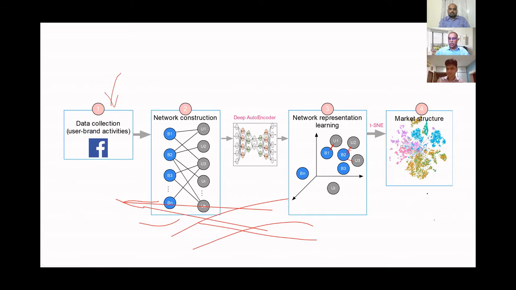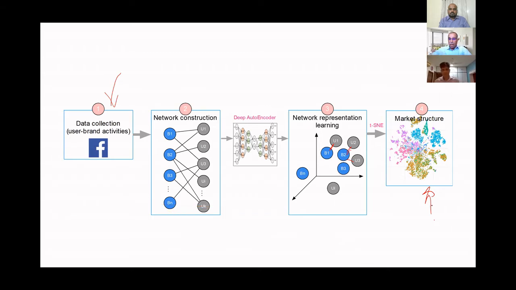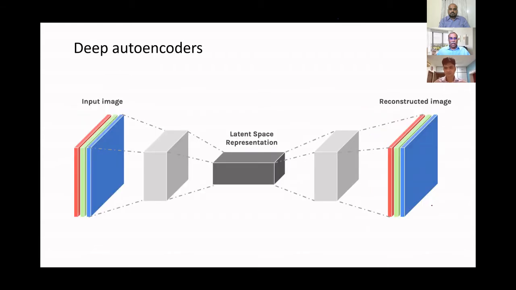So this is the market structure. Essentially it takes all the brands that you've interacted with and puts them on the map. Each dot is a brand, and their locations tell you something about how these brands are close to each other or away from each other. So what we are using is a deep autoencoder.